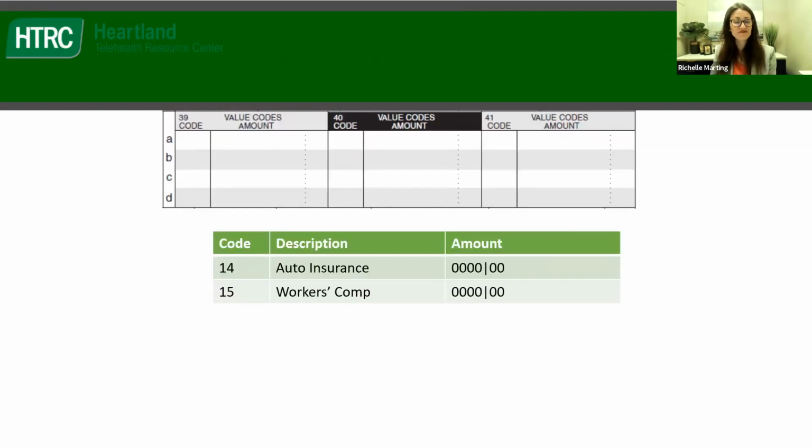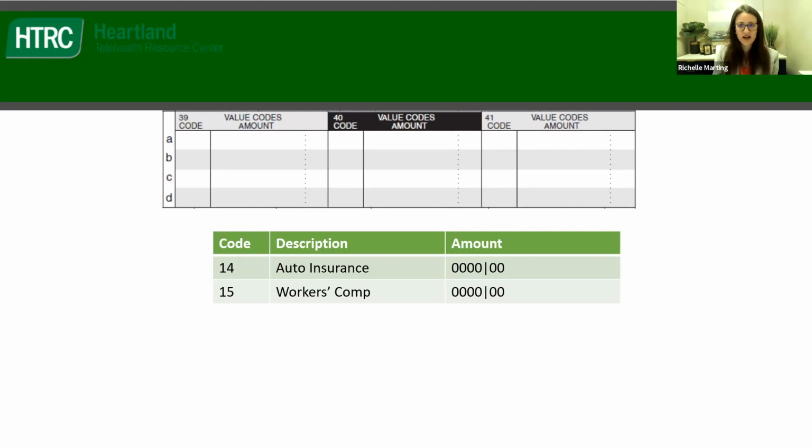Then there are something called value codes on the claim form. And the difference between these and condition codes is that condition codes I think of as describing circumstances, qualitative circumstances, where value codes are things that are quantifiable. And so what we do with value codes is we put 2 digits that explain a situation, but then we put a dollar amount that's associated with it.